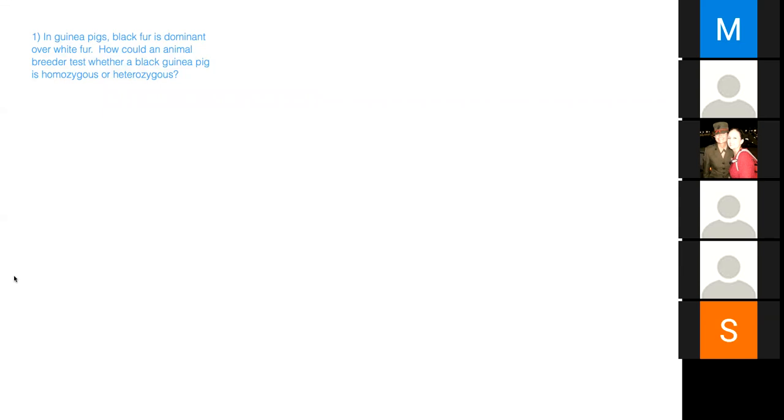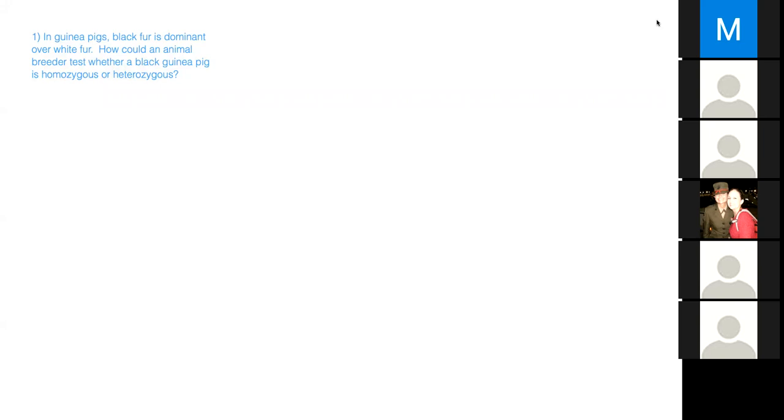Okay, so this particular problem, pretty simple one to start out with. We see that guinea pigs have black fur as dominant over white fur. And the question is, how could an animal breeder test whether a black guinea pig is homozygous or heterozygous? Now, this should come straight out of your lecture because Dr. Yoder did talk about this. So who wants to tell us what would be the process to determine whether a black guinea pig was homozygous or heterozygous?